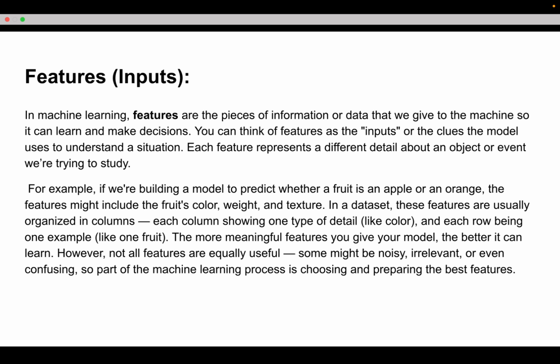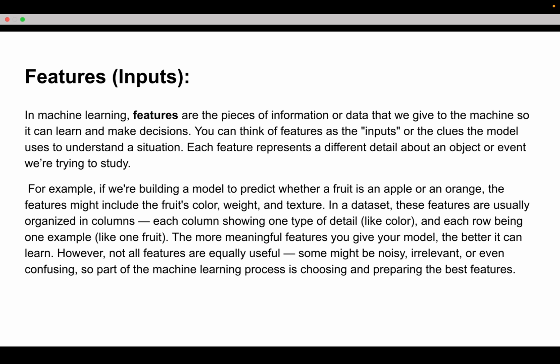Each feature represents a different detail about an object or event they're trying to study. For example, if we're building a model to predict whether a fruit is an apple or an orange, the features might include the fruit color, weight, and texture. In a data set, these features are usually organized in columns, with each column showing one type of detail, like color, and each row being one example, like one fruit.